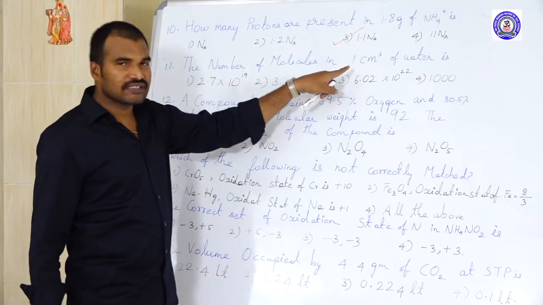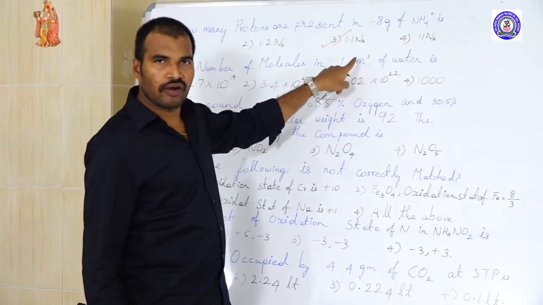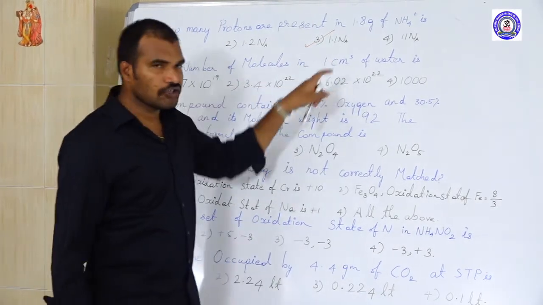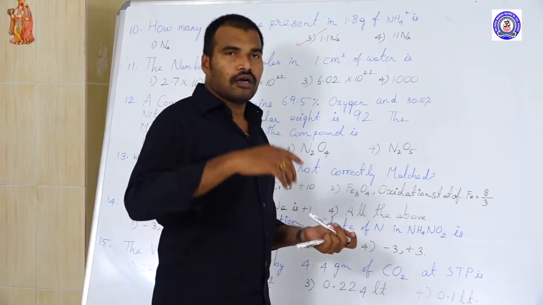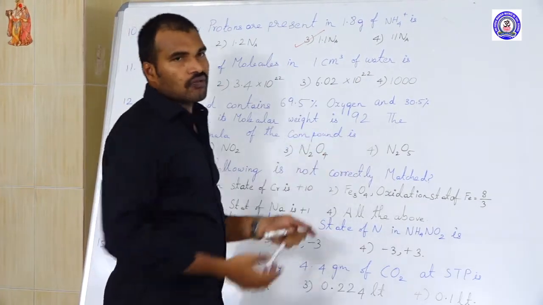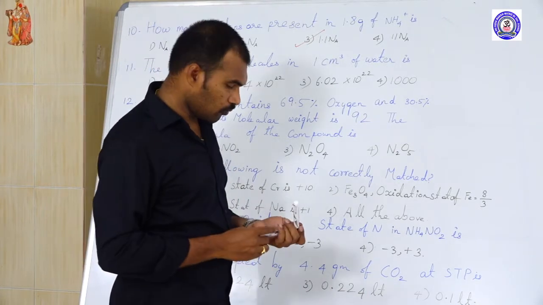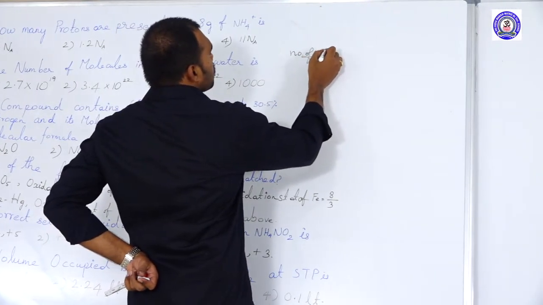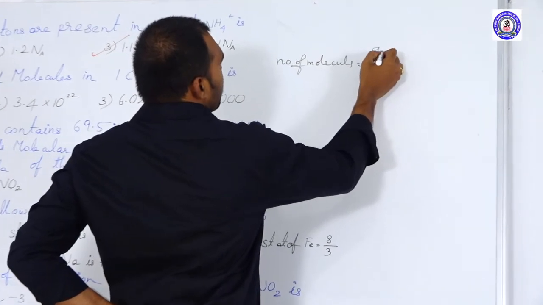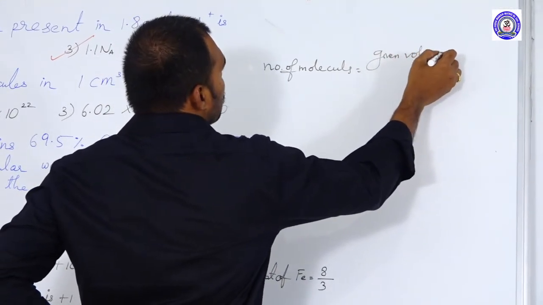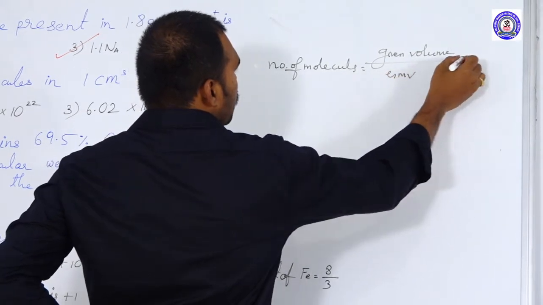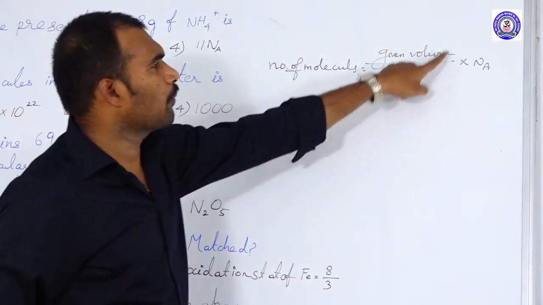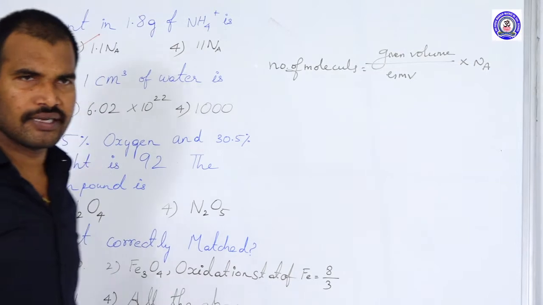The number of molecules in 1 centimeter cube of water is. Okay, he is asking the number of molecules by giving the volume. What is the relation between number of molecules and volume? We have a direct formula. If you go to the mole concept, then number of molecules is equal to given volume by gram molar volume into Avogadro number. That is the formula. Given volume by gram molar volume gives the number of moles, into Avogadro number gives the number of molecules.